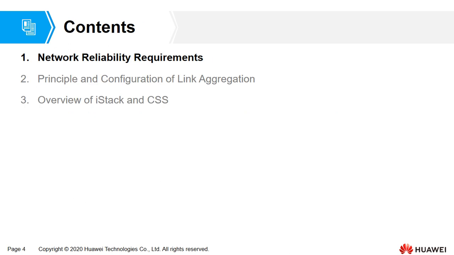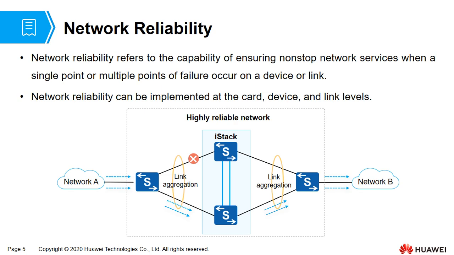In the first section, network reliability requirements. Network reliability refers to the capability of ensuring non-stop network services. When a single point of failure or multiple points of failure occur on a device or link, network reliability can be implemented at the card, device, and link level.